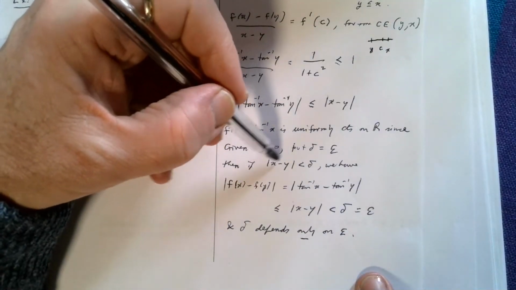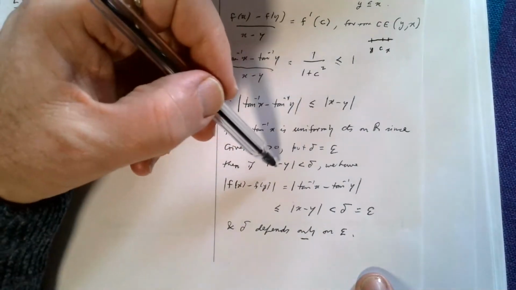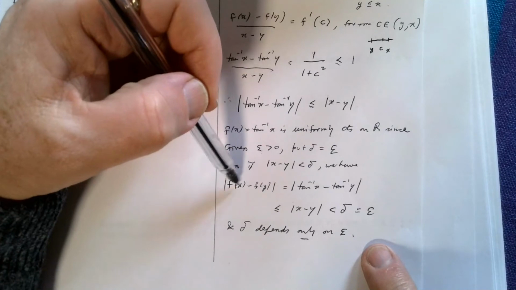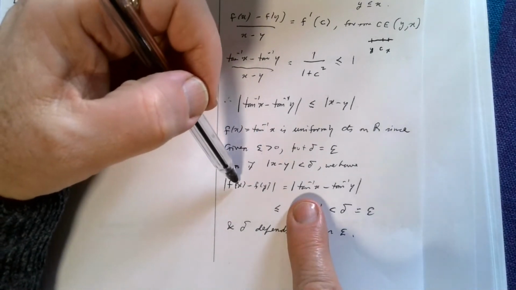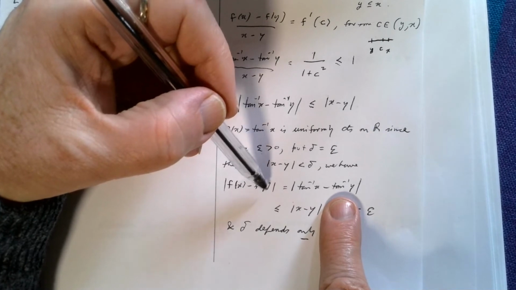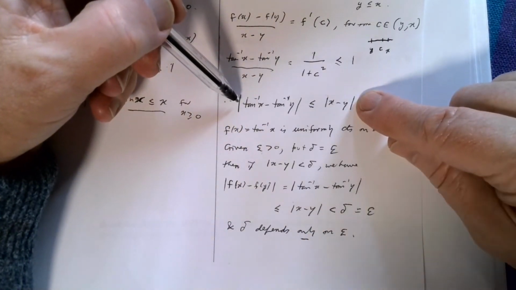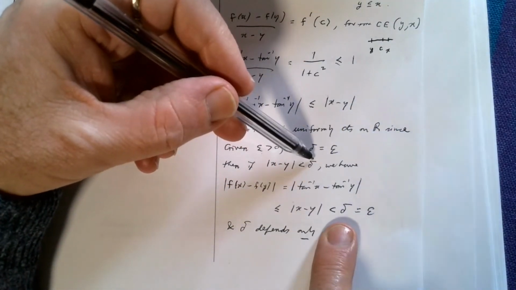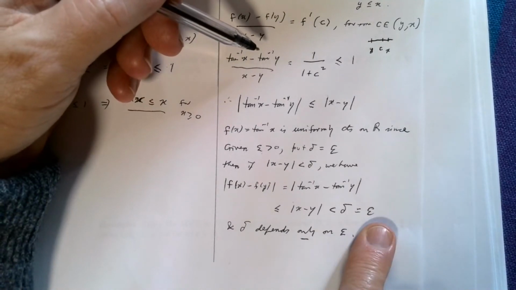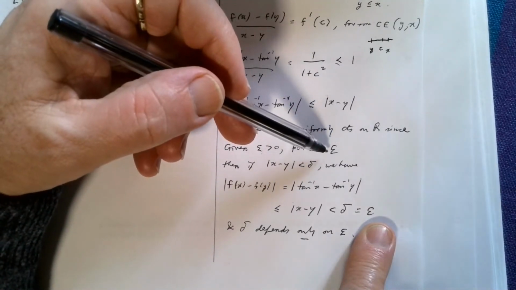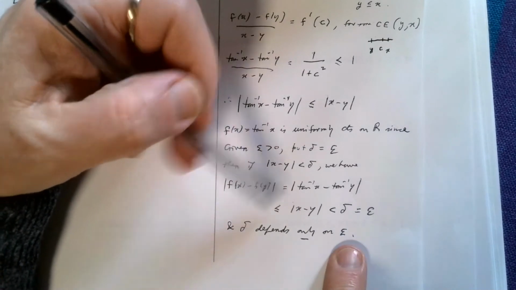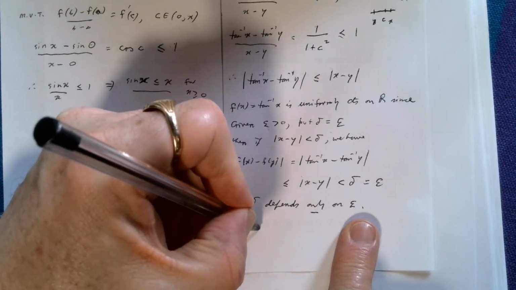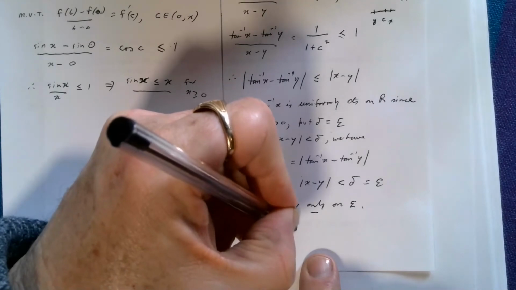Then if x and y are within delta of each other, this is our definition for uniformly continuous, then we look at f of x minus f of y. So that's inverse tan x minus inverse tan y. And now using our lovely mean value result up here, this is less or equal to x minus y. But of course that's just less than delta, and I wanted it less than epsilon, so I just whack delta equal to epsilon, and this delta now depends only on epsilon, nothing else. And therefore inverse tan x is uniformly continuous.